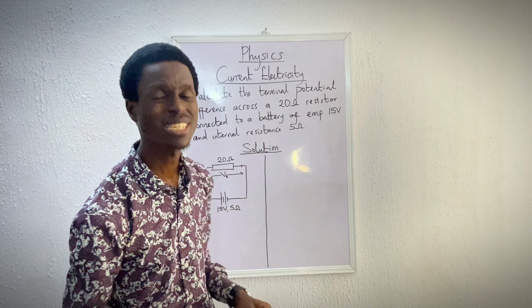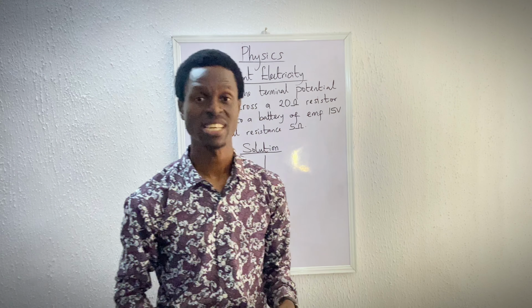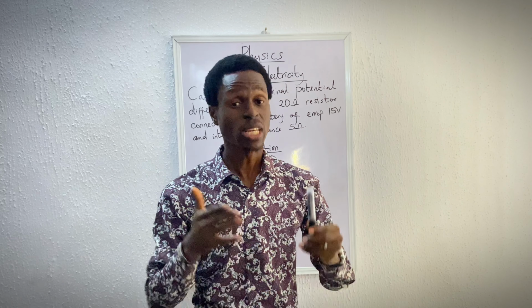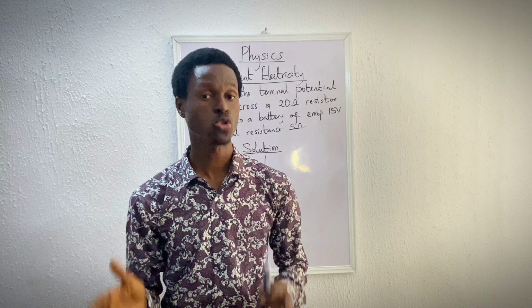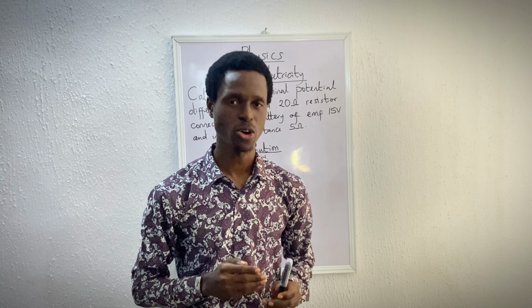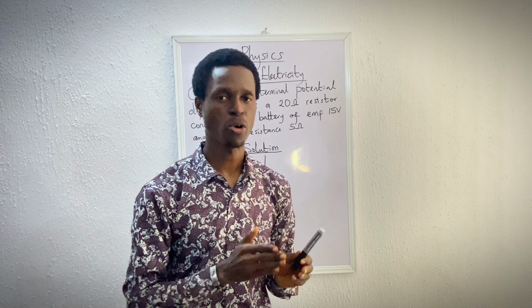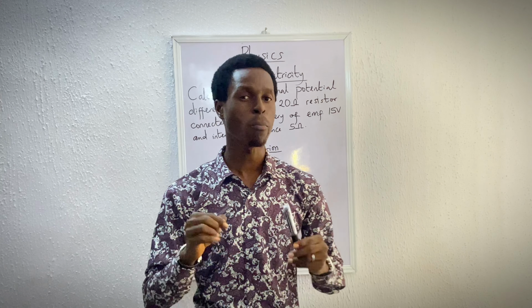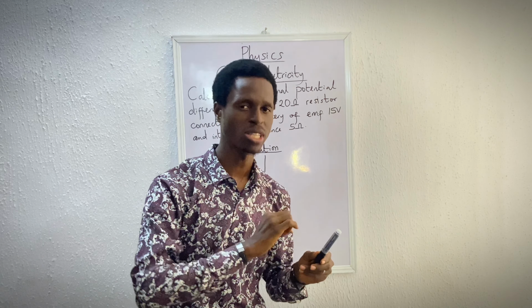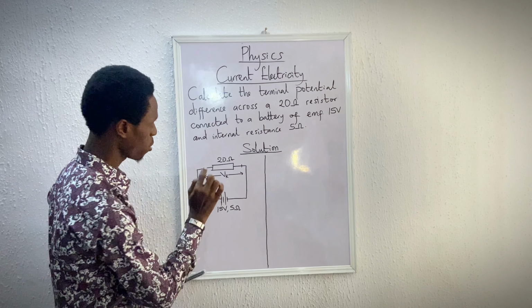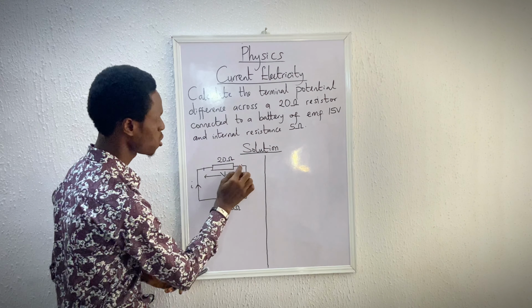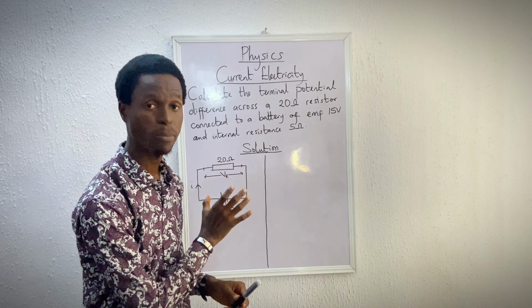First and foremost, what is terminal potential difference? Terminal potential difference across two points is the work done in moving a charge from one point to another. So it's actually the work done by the charge to move from this point to this point. That's what terminal potential difference is.